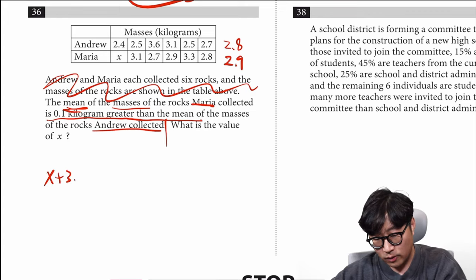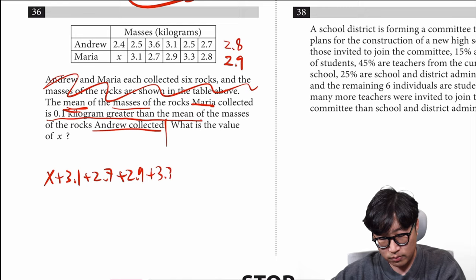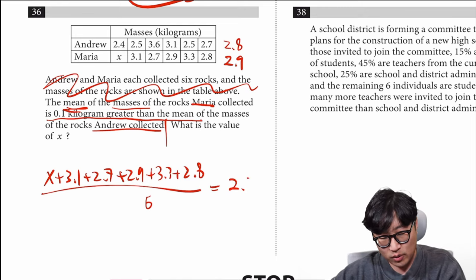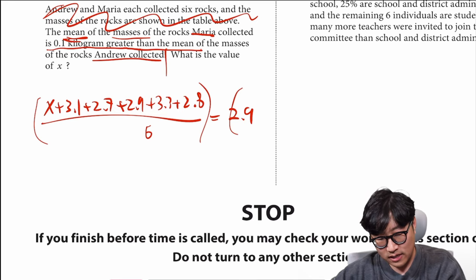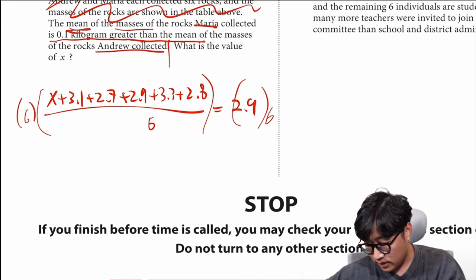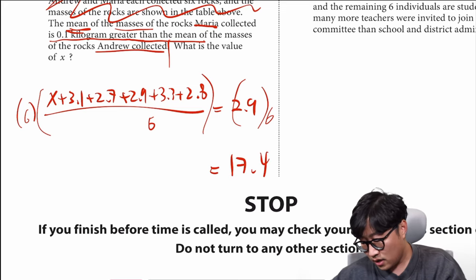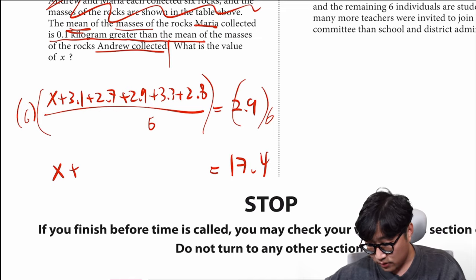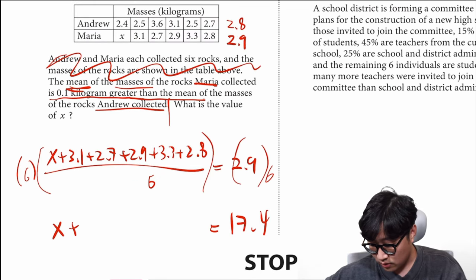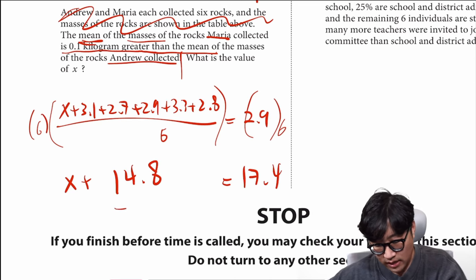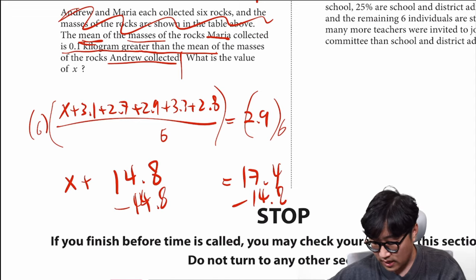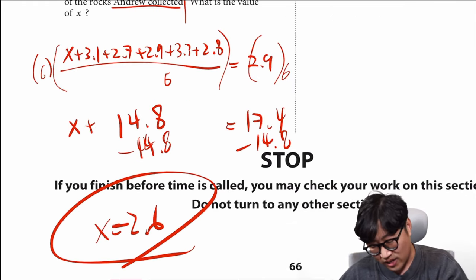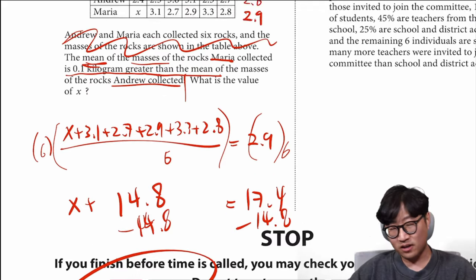So what do you do? x plus 3.1 plus 2.7 plus 2.9 plus 3.3 plus 2.8, all divided by 6, better equal 2.9. So just multiply both sides by 6, and so you get 2.9 times 6. So it should be 17.4 is equal to, adding all that, 3.1 plus 2.7 plus 2.9 plus 3.3 plus 2.8, and I got 14.8. So go ahead and subtract 14.8 on both sides to find the x. So when you subtract that, you should get x is equal to 2.6. It's really long for no reason. It's not that hard, it's just annoying.